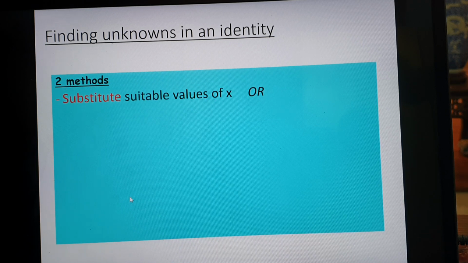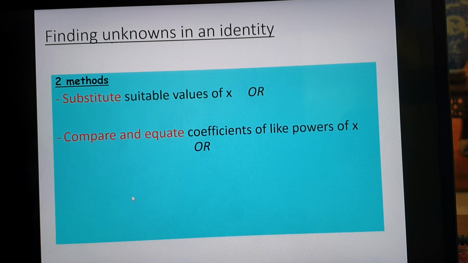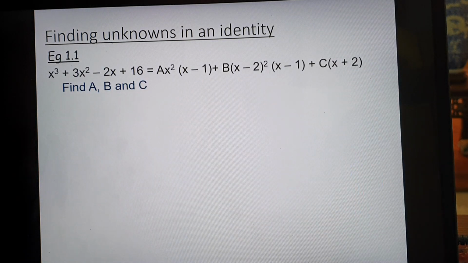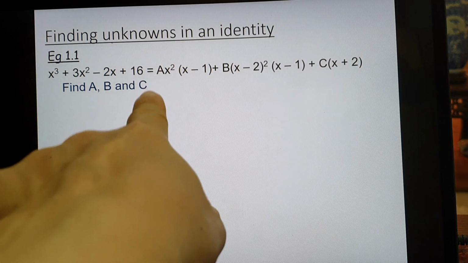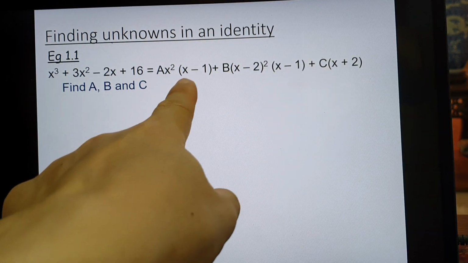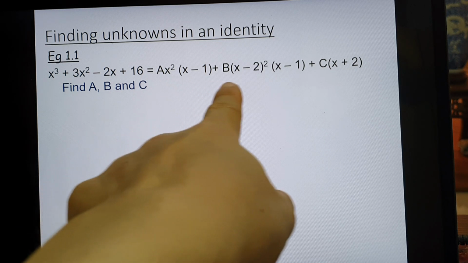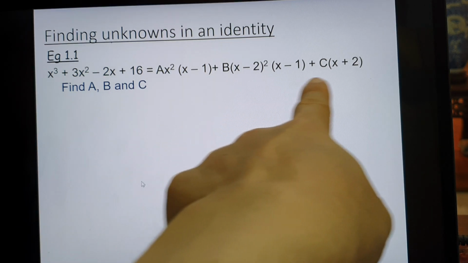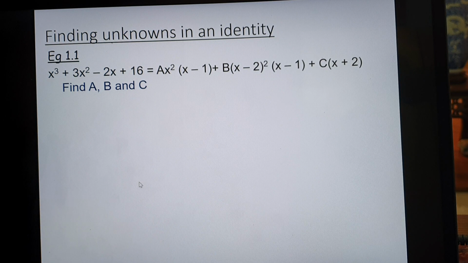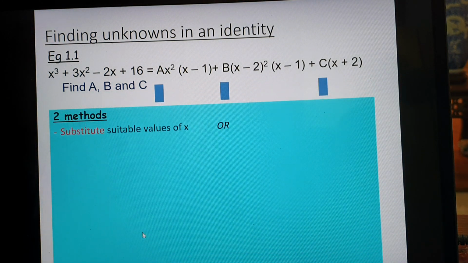Okay, there are 2 ways to find the unknowns in an identity: the substitution method, and the compare and equate method, or you can have a combination of both. Now let's take a look at an example. One look at this right hand side, you should know that you can put in 0, put in 1, put in 2, put in minus 2 to find all the unknowns. So this one I'll also run through fast because I think you know.